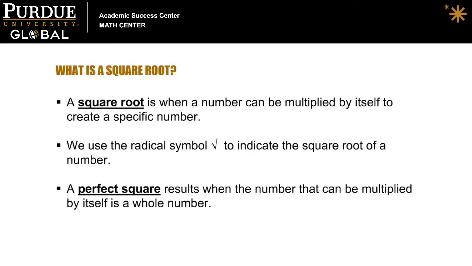A square root is when a number can be multiplied by itself to create a specific number. We use the square root symbol, also known as the radical symbol, which looks like a check mark, to indicate that we are taking the square root of a number. A perfect square results when the number that can be multiplied by itself is a whole number.